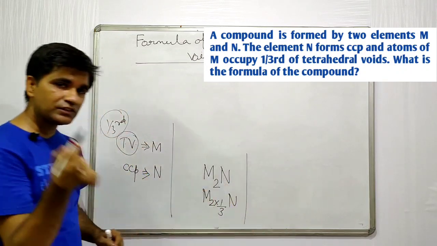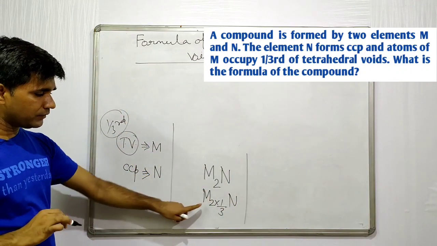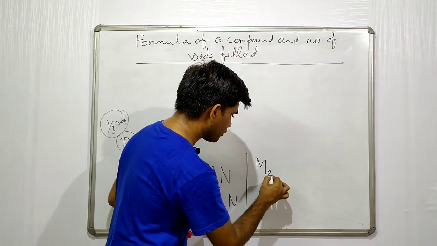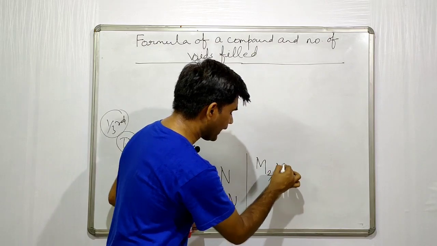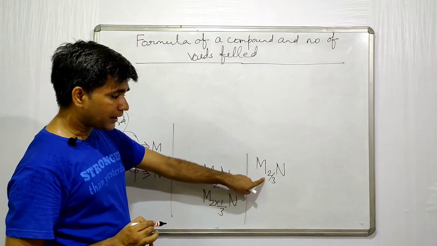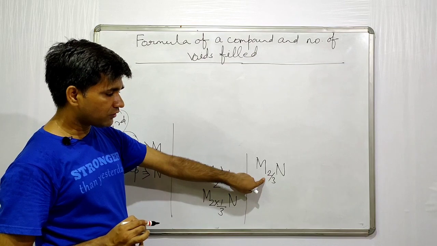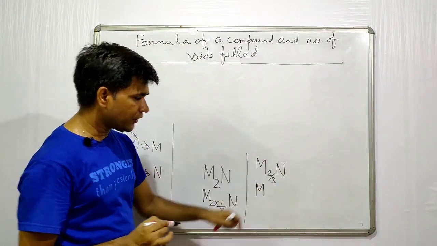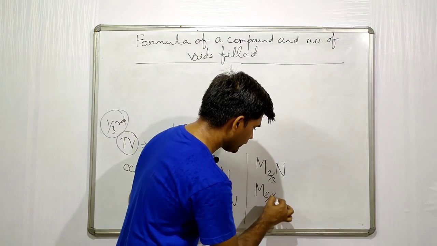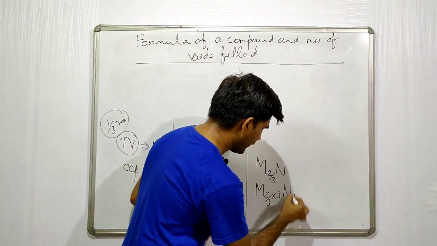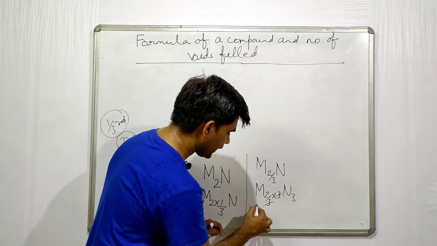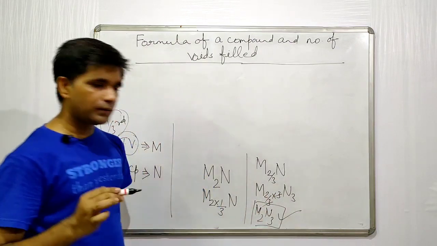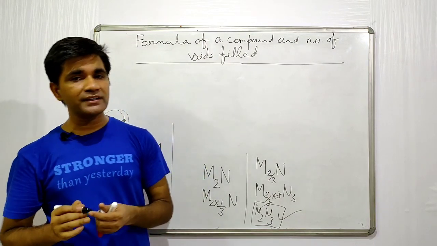And as we discussed in the previous example, the number cannot be in fraction form, because in the formula of a compound, atoms are not represented in fractional form. So it is multiplied by 3. 2/3 into 3 M and 3, so it becomes M2 and 3. This is the formula of the compound. So students, this topic is completed.